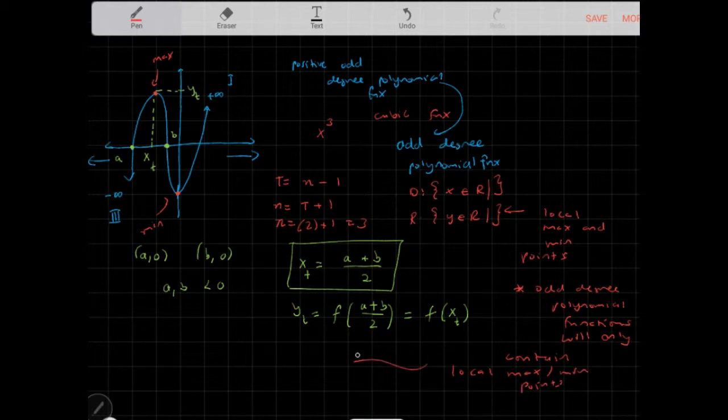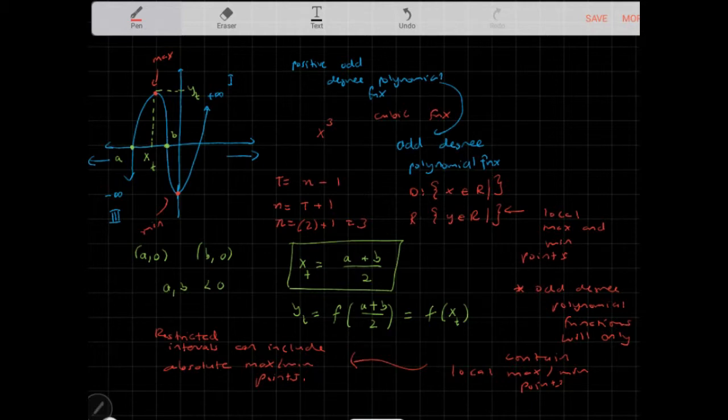Now, in some cases, some questions will mention absolute maximum and minimum points, but that's only within a given interval. If you have a restricted interval, you can have absolute max and minimum points. But for a general domain where x belongs to the set of all real numbers, a free floating domain, as I like to call it, you would only have local maximum and minimum points.